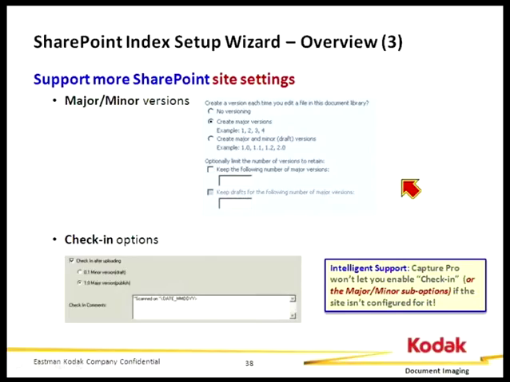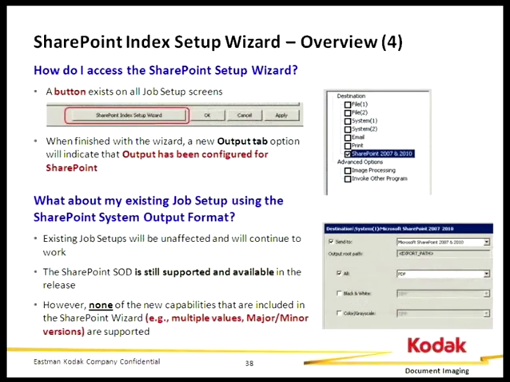So now with the SharePoint Setup Index Wizard, part of the intelligence is we won't let you do certain things if the SharePoint site isn't enabled for it. And that's just going to make the integration and the overall testing of the integration go much better, because chances are the output's going to be more successful the first time that you configure Capture Pro software for an output to SharePoint. So how do I access the SharePoint Setup Wizard?